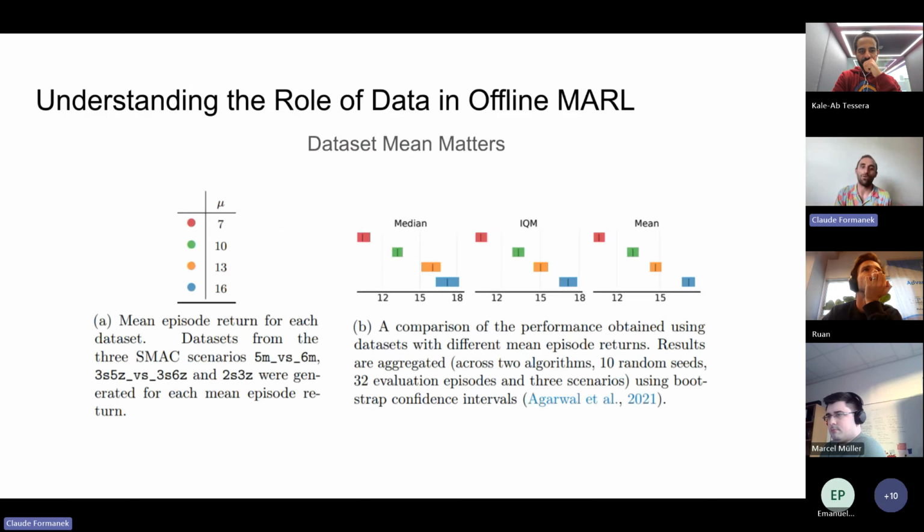So we just ran some small experiments to prove to ourselves and to the community that these things are probably important to the outcome of your experiments. This one's altogether not very surprising, but we generated a bunch of data sets with specified mean episode returns on some SMAC environments, and then trained our algorithms on there. And as you expect, higher mean episode return usually resulted in a better final performance.